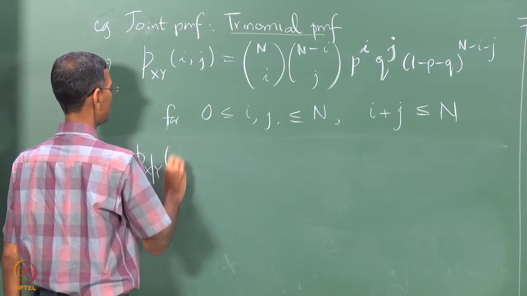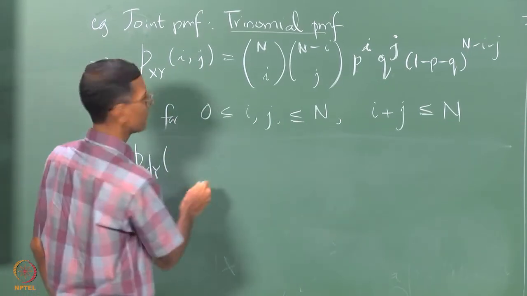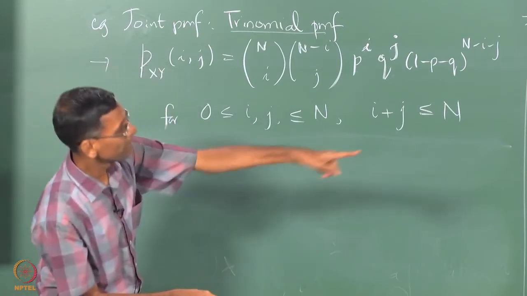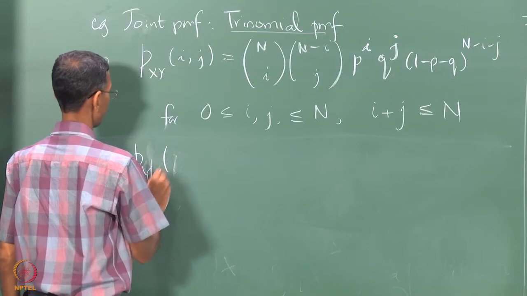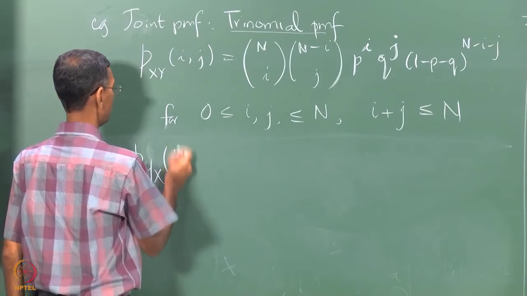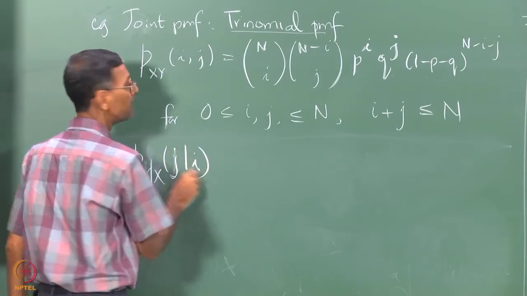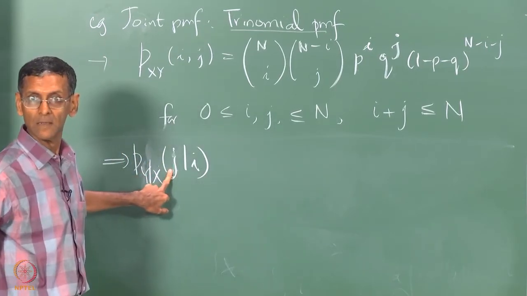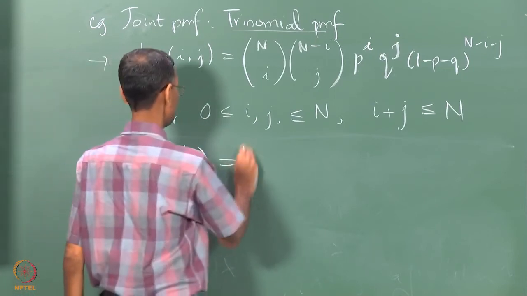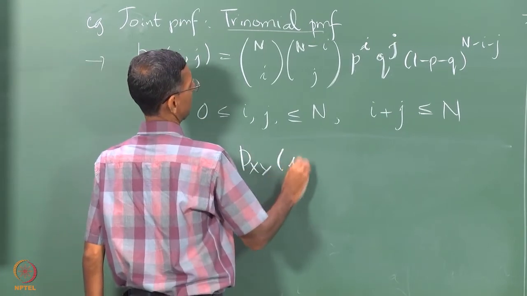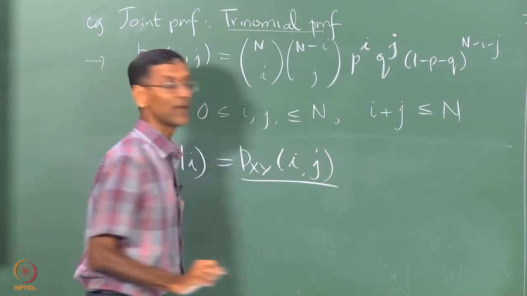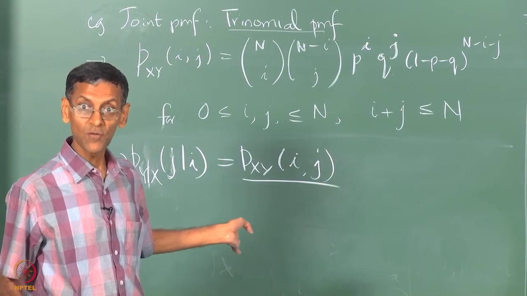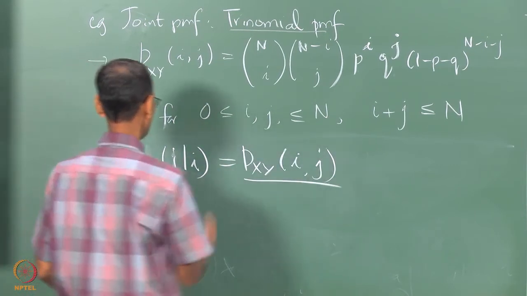P of Y given X, what did we call it? Sorry, Y given X, right? P Y given X of j given i. So I am going to still continue to use j here. So this is p XY of i j divided by, what is the denominator? P X of i, right.